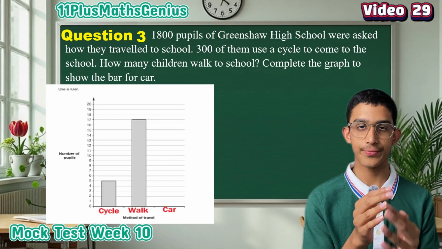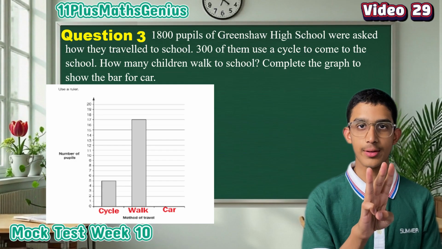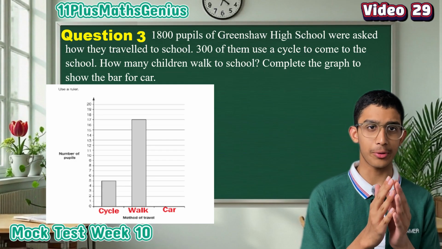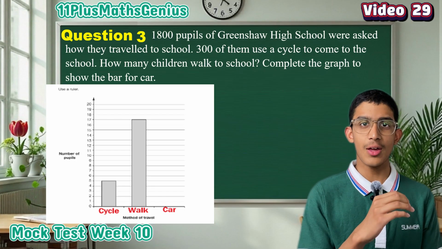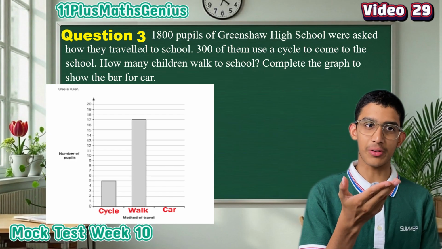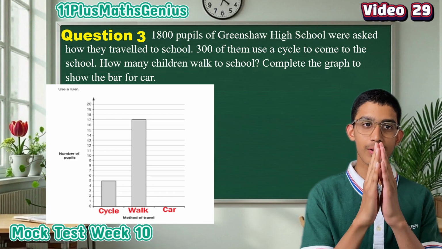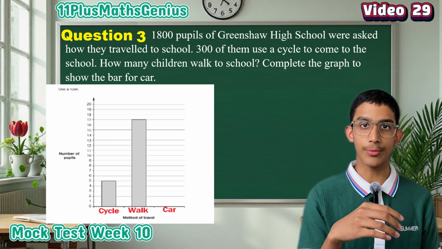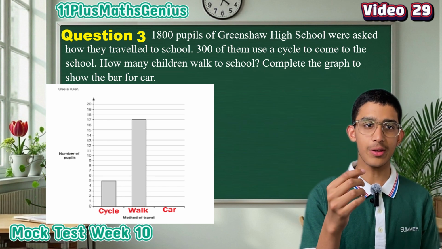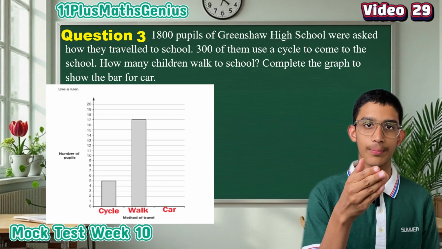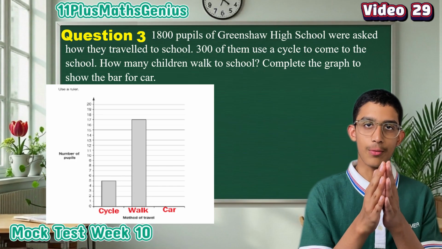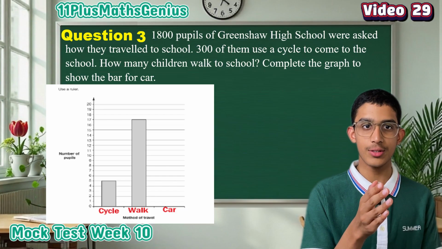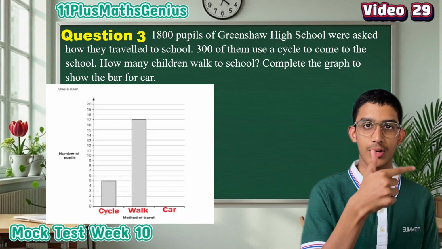Let's solve it. Question 3. 1,800 pupils. Holy, that's a lot. 1,800 pupils of Greenshaw High School were asked how they travel to school. 300 of them use a cycle to come to school. How many children walk to school? Complete the graph to show the bar for the car.